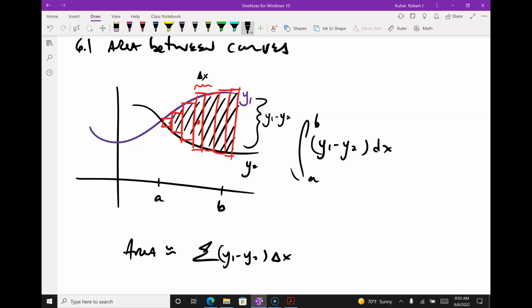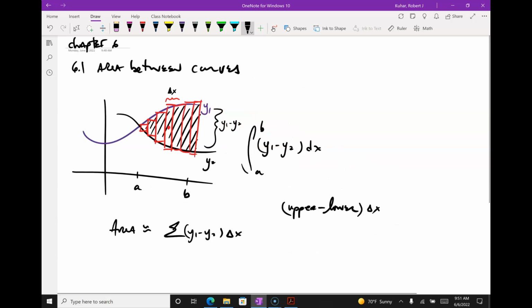What I want to look at, though, is that I have to be able to see that the height of my rectangle is from one function to another function. It cannot be from one function to itself. So in this particular case, I have an upper minus lower times a delta x. But I could have right minus left.